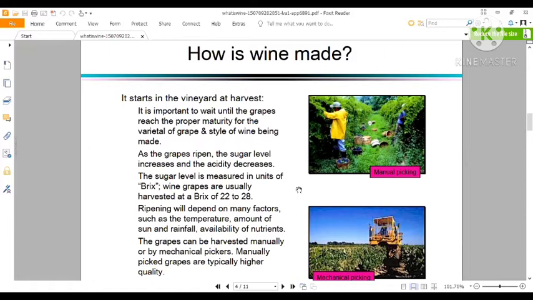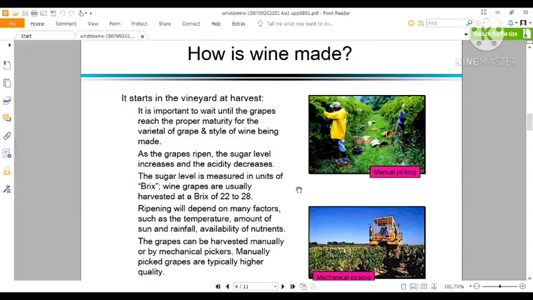It is important to wait until the grapes reach the proper maturity for the varietal of grapes and the style of wine being made. As the grapes ripen, the sugar level will increase and the acidity will decrease. You have to remember this point: when the grape is ripened, the sugar level becomes higher and the acidity level decreases.